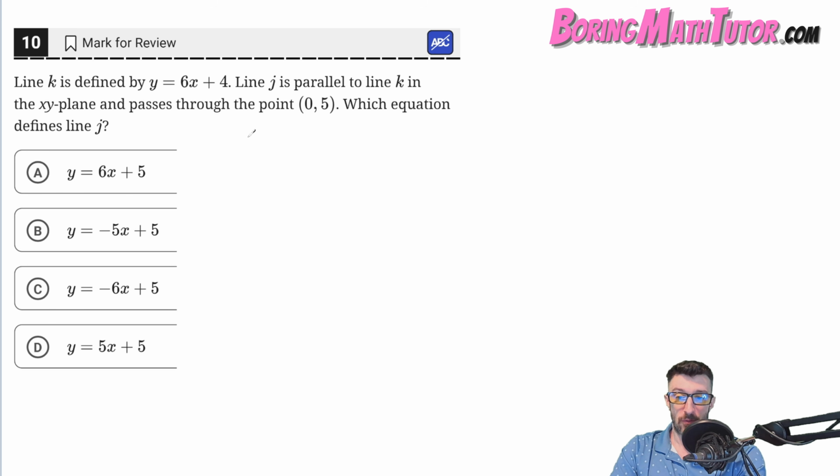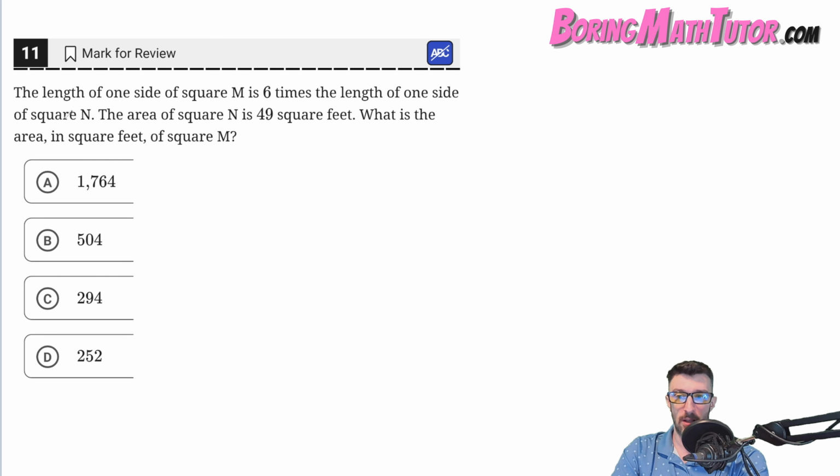This one wants you to find the equation for line J. They told you that line J is parallel to line K. What do we know is true when two lines are parallel? It means their slopes are equal. So if I have a slope of 6 over here, then I have to make sure that I have a slope of 6 for the... oh my God, that's the only one that has a slope of 6. Even up till problem 10, we are still dealing with the easy problems. So let's move on to number 11.